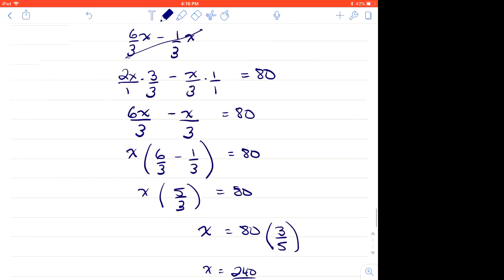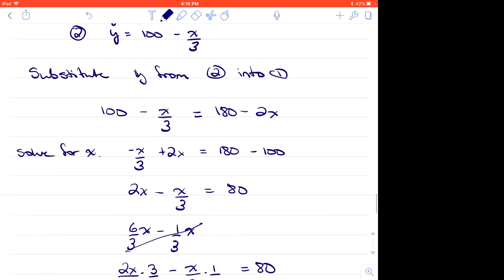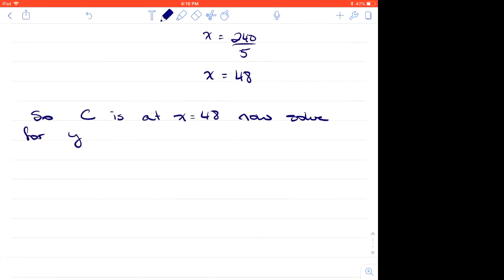So we have two options for finding y. I'm going to use equation 1 because it's a little bit nicer. Who likes fractions anyways? Not I. So C is at x equal to 48, just to make a little note of what we were actually doing here. Now solve for y using either 1 or 2.